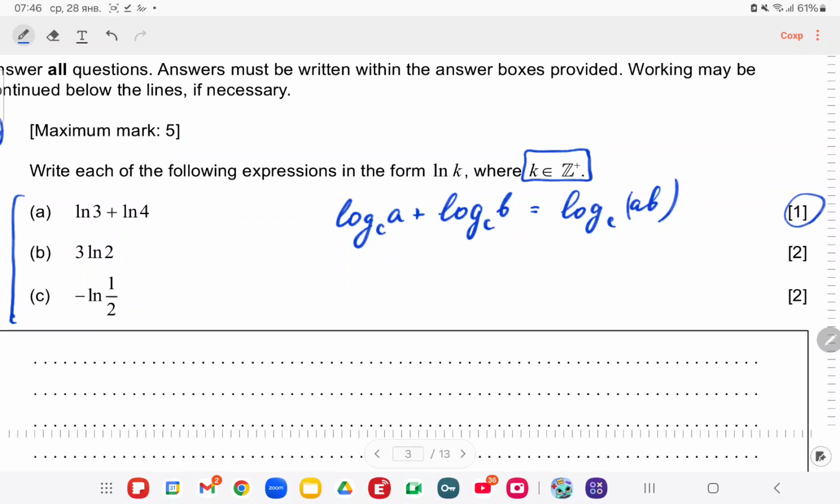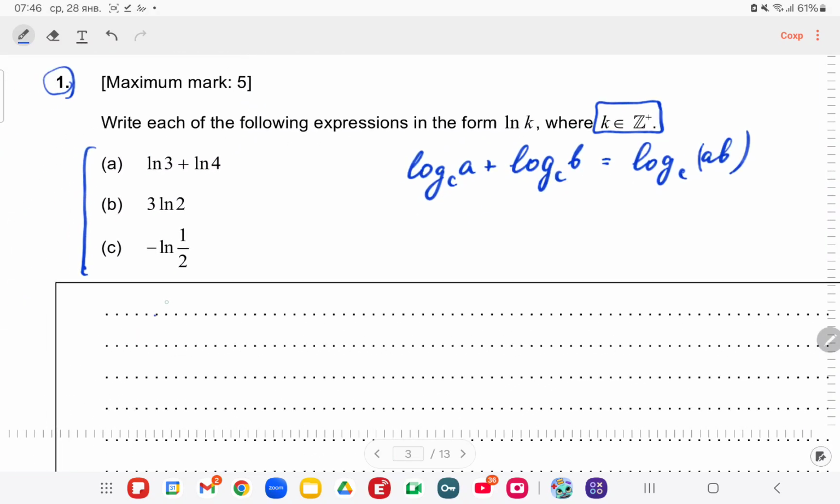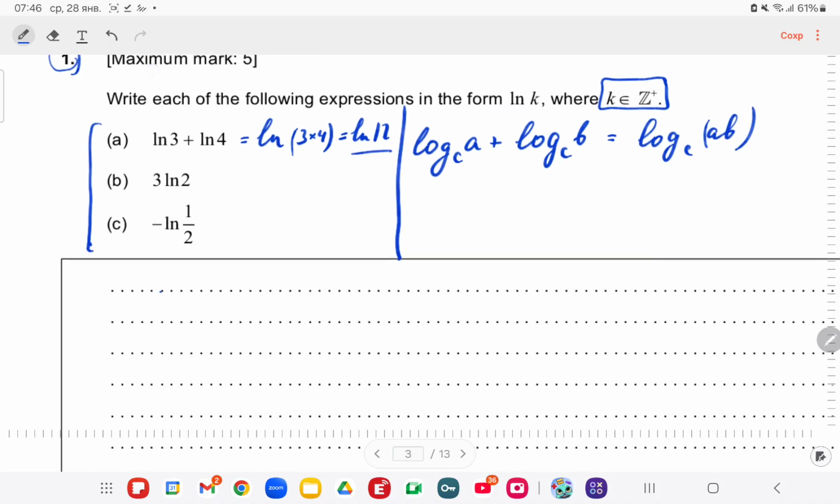Part A costs 1 mark, and let's just write down here that ln, since ln is also logarithm base e, ln of 3 times 4, so it is ln 12. This is the answer. Okay, now part B, 3 ln 2.